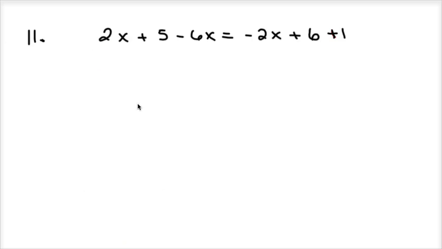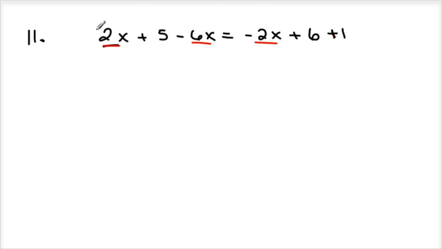Alright, let's look at our next example. We have two examples left here. We've got 2x plus 5 minus 6x equals negative 2x plus 6 plus 1. This time we have variables on both sides of the equation. We have a 2x, a negative 6x, and a negative 2x.